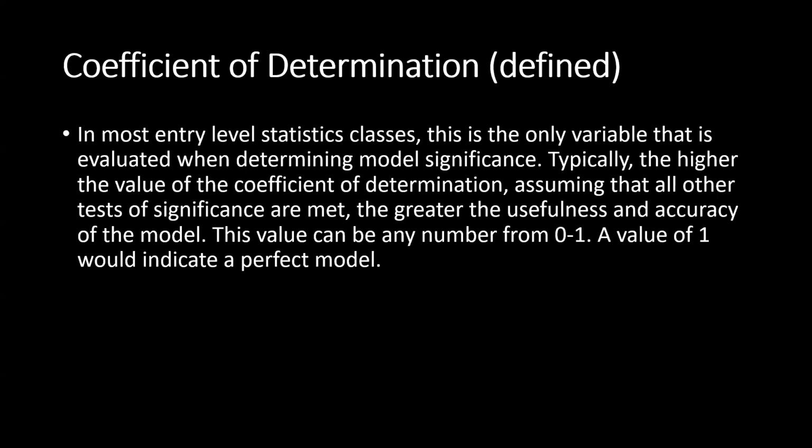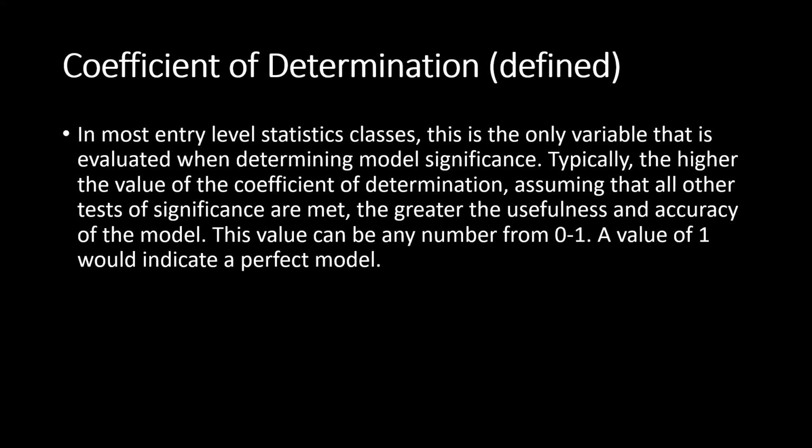Now, in most entry-level statistics classes, this is the only variable that is evaluated when determining model significance. Typically, the higher the value of the coefficient of determination, assuming that all other tests of significance are met, the greater the usefulness and accuracy of the model. And this value, the R squared value, can be any number from 0 to 1. A value of 1 would indicate a perfect model, meaning that all the points on the graph fall on the dotted line, and a value of 0 would be a completely imperfect model.